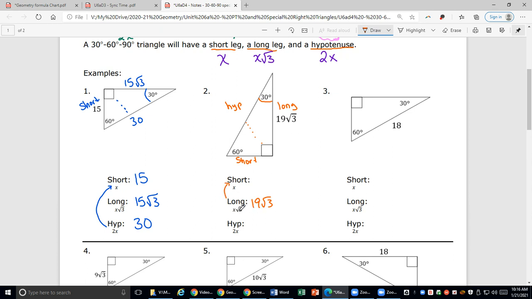So if my long leg is x square root of 3 and I see 19 square root of 3, I can see the x must have been 19. So I've got my short leg is 19, the long leg is that times the square root of 3, and now I can go to my hypotenuse because I know my hypotenuse is double the short leg. So 2 times 19 is 38. Okay, so 19 square root of 3, 38. x square root of 3, x times 2. So 19 square root of 3, 19 times 2. Let's look at number 3.